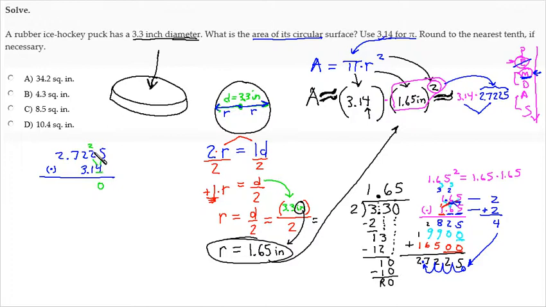4 times 2 is 8, plus 2 is 10, carry a 1. 4 times 2 is 8, plus 1 is 9. 4 times 7 is 28, carry a 2. And 4 times 2 is 8, plus 2 is 10. And we carefully line up as we go.